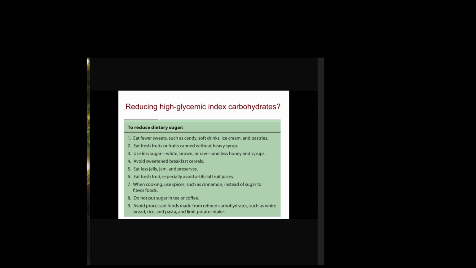And because my taste buds are conditioned, I could still be having the feeling of it being sweet enough. So I say, avoid processed foods made from refined carbohydrates such as white bread, white rice, pasta, and limit potato intake. Those are just some ways in which you want to reduce the things that you eat, because then all of a sudden they produce a surge or a need for insulin. These are called high glycemic index carbohydrates.